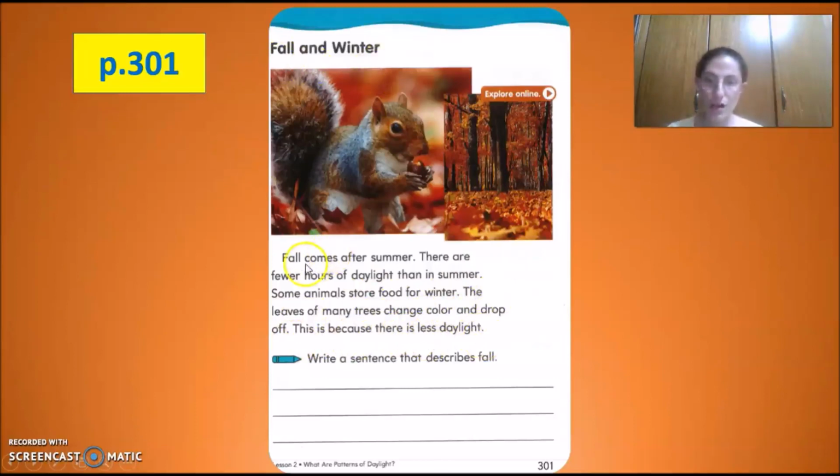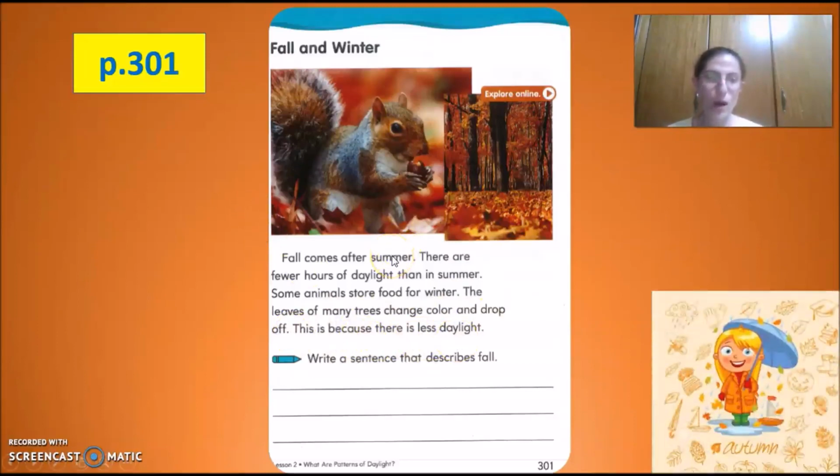Fall and winter. Fall comes after summer. There are fewer hours of daylight than in summer. Some animals store food for winter. The leaves of many trees change color and drop off. This is because there is less daylight. So, they're telling us that the fall season comes after summer, and we know that. Why do we know that? Because we said that the seasons occur in a pattern, which means they get repeated each year after year in the same order, which is fall, winter, spring, and summer, or we could say spring, summer, fall, and winter, okay?